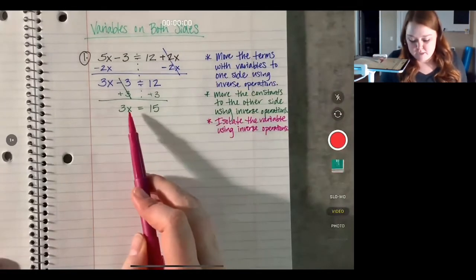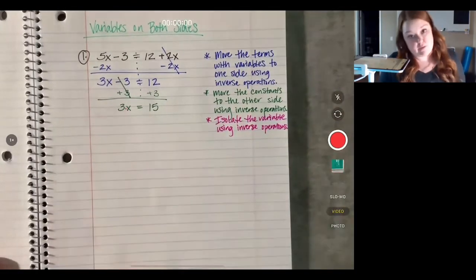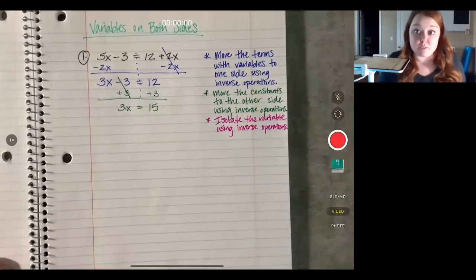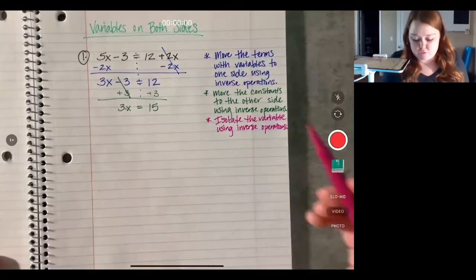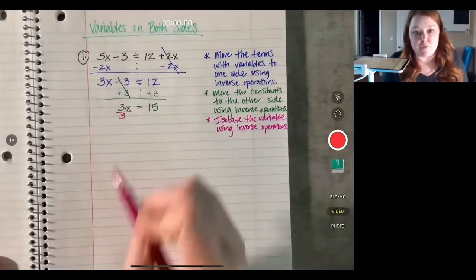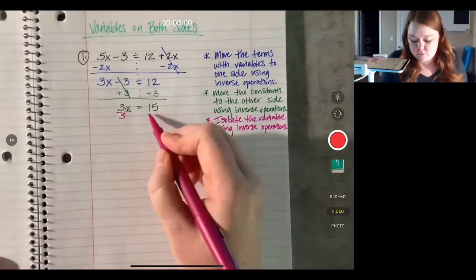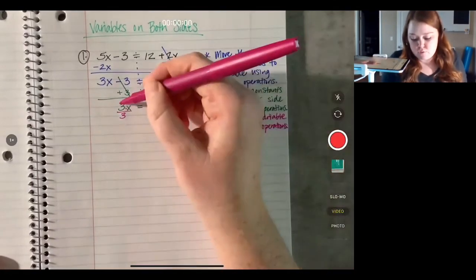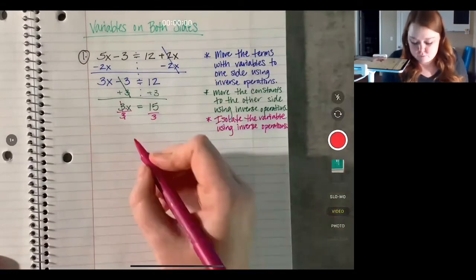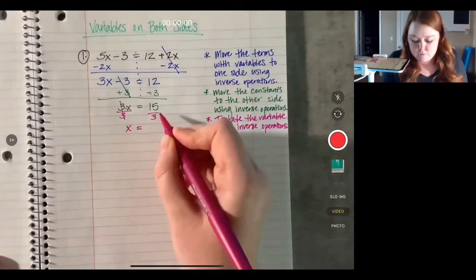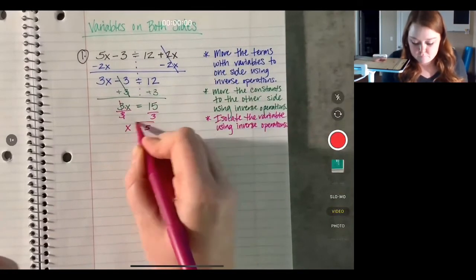So what we mean by that is since x is timesing by 3, I'm going to do the opposite. I'm going to do the inverse of multiplication of 3, which is division of 3. Whatever I do on one side, I do to the other. 3 divided by 3 is 1, and 1x is just x. 15 divided by 3 is 5.